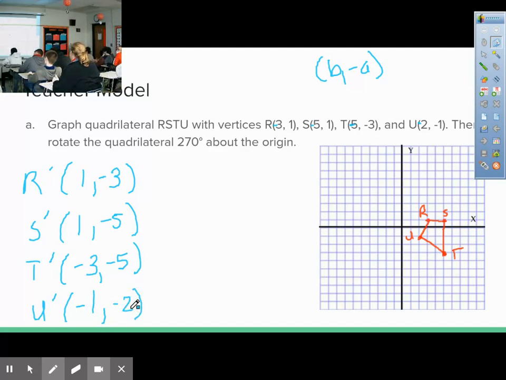Now that you have all your new coordinates, now I can graph my coordinates. So 1, negative 3 would be to the right 1, down 3. So there's R prime. S prime is 1, negative 5. T prime is negative 3, negative 5. And U prime is negative 1, negative 2. And there's my new figure. Notice the size and shape did not change, just its location.